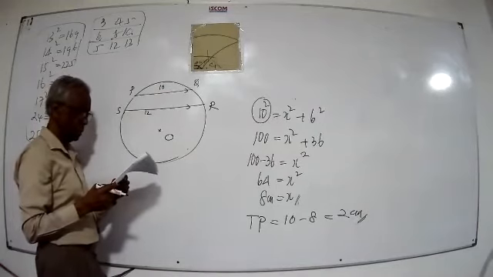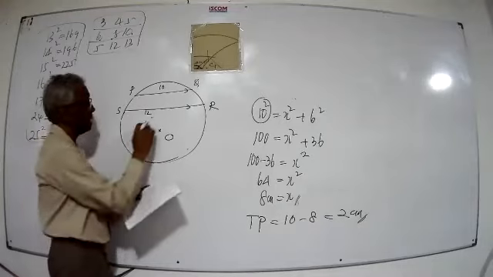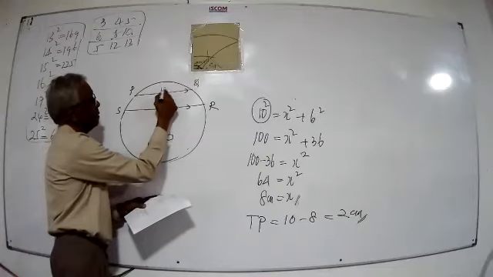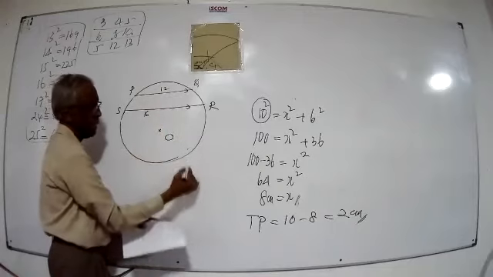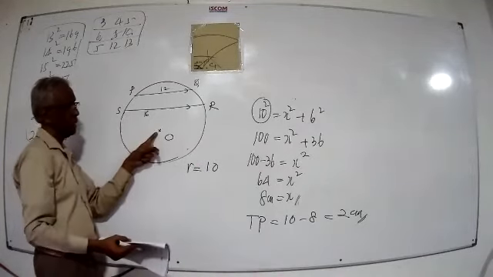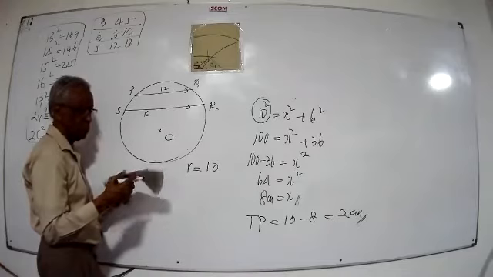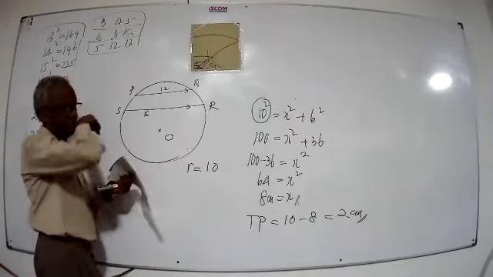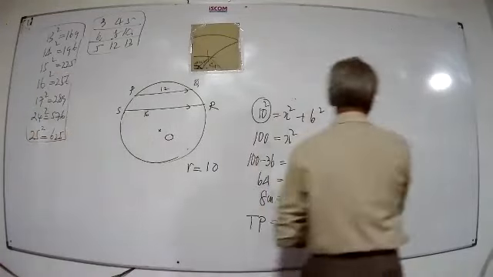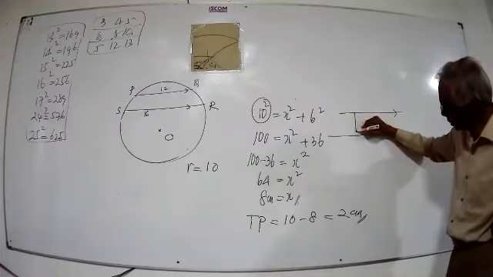Radius is 10, TQ is 12, and SR is 60. The radius has not been drawn here. Then find the distance between the two poles. What do you mean by distance? Distance means perpendicular distance. Perpendicular distance can be the shortest distance.